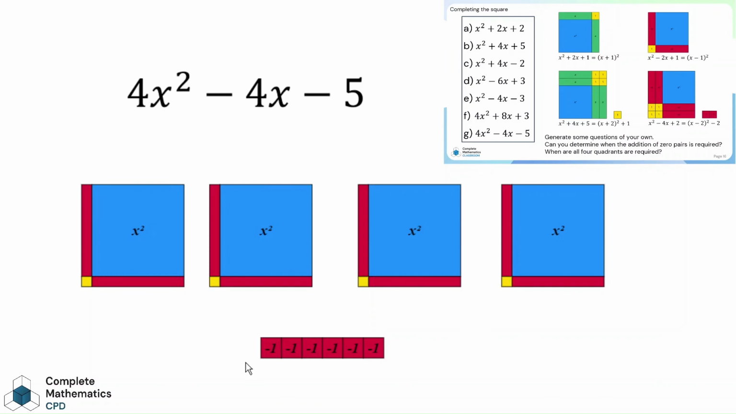So our 4x squared minus 4x minus 5 can be written as 4 lots of x plus a half squared, and you can see the 4 lots of x plus a half squared minus 6. Now have a go doing it using the abstract, and you should get exactly the same answer. So hopefully you've enjoyed that, and as always, any thoughts and comments in the thread below.